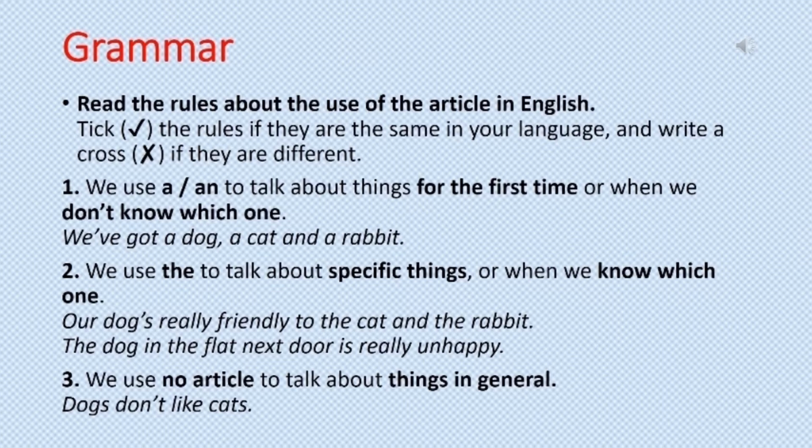We use no article to talk about things in general. Perfect. So, when we talk about things in general, like dogs don't like cats, we don't use a or the. Now look at the 3 rules again. Tick the rule if it's the same in your language, and put a cross if it's different.